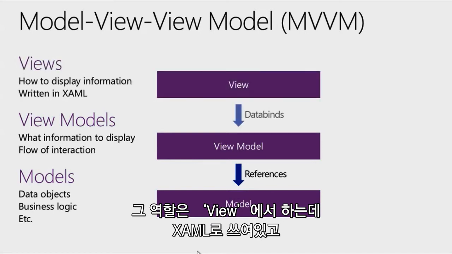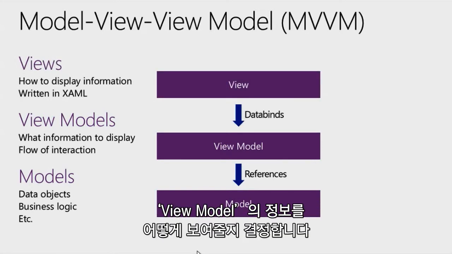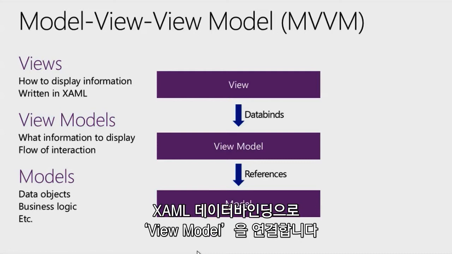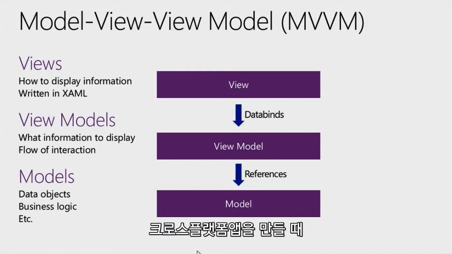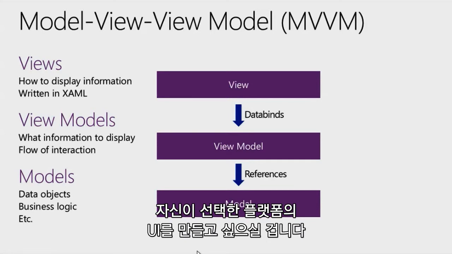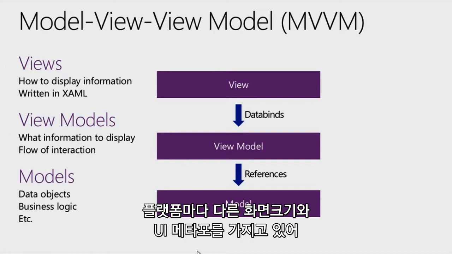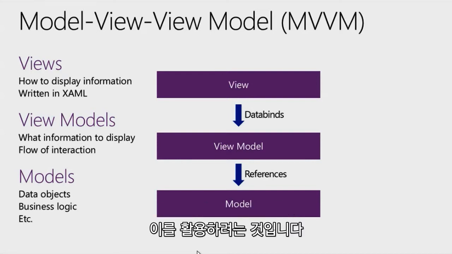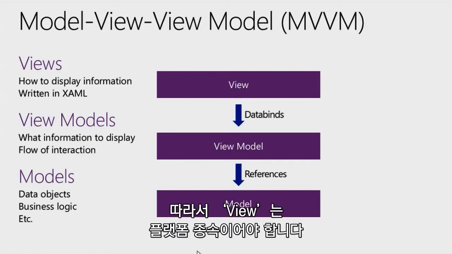That's the responsibility of the view. The view is written in XAML, and it defines how the information from the view model should be displayed. It uses XAML data binding to link up with your view model. Now, when you're creating a cross-platform app, you want to customize the user interface for each platform that you're targeting. The platforms may have different screen sizes or UI metaphors, for example, and you want to take advantage of that. So your views should be platform specific.